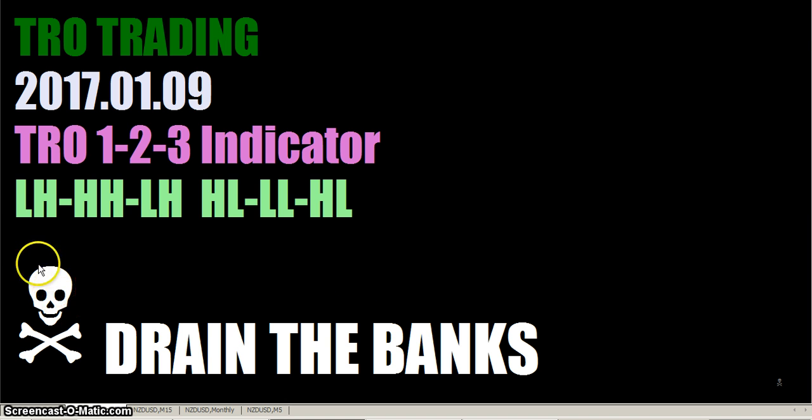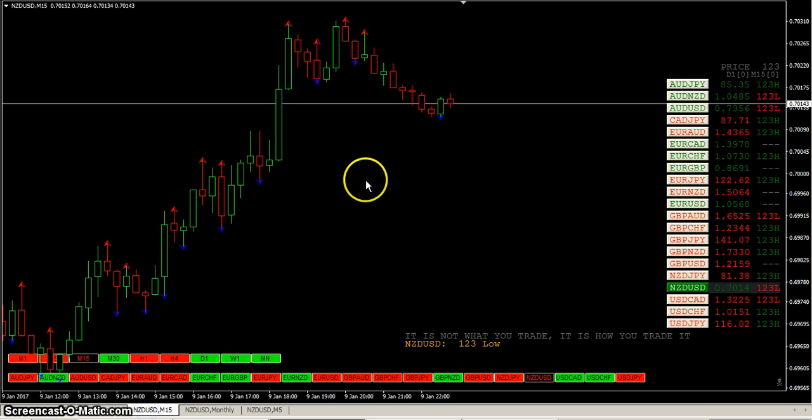1, 2, 3. The chart pattern: a lower high followed by a higher high followed by a lower high, or a higher low followed by a lower low followed by a higher low. 1, 2, 3. That's what I call it. So the TRO 1, 2, 3 indicator puts arrowheads. It puts a red on the top, meaning you want to short, and a blue on the bottom means you want to buy. Sometimes you get both.